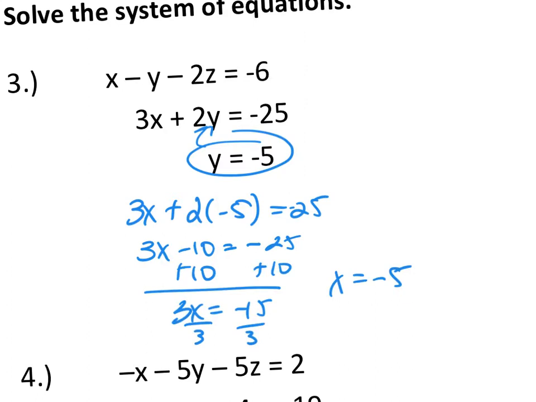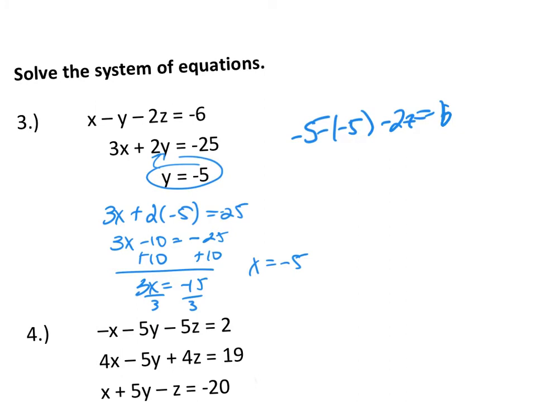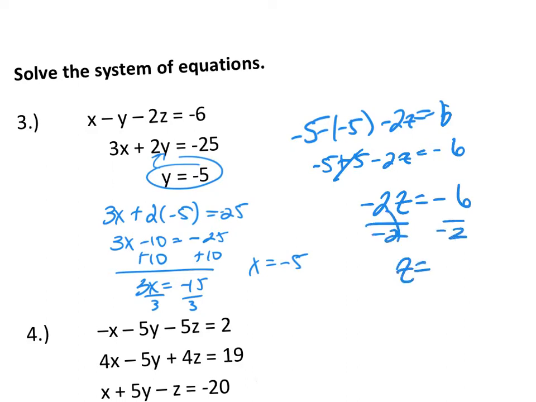So we have x. We have y. How are we going to find z? Plug it into the top one. So I have negative 5, right? Minus a negative 5 minus 2z equals negative 6. So negative 5 plus 5 minus 2z equals negative 6. What happens with negative 5 and positive 5? So negative 2z equals negative 6. And then what? Divide by negative 2. So z equals 3.